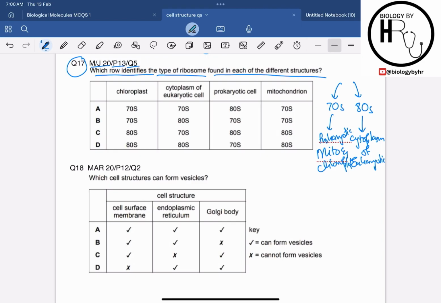So the chloroplast is going to have 70S ribosomes, the prokaryotic cells are going to have 70S ribosomes, the mitochondria is going to have 70S ribosomes, and the cytoplasm of the eukaryotic cell is going to have 80S ribosomes. Hence the correct answer for this MCQ is option B.